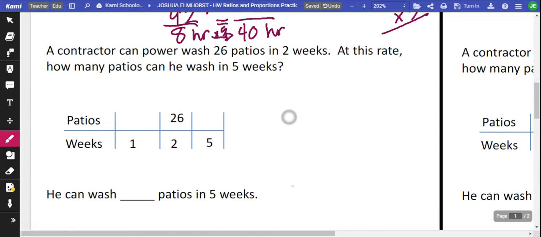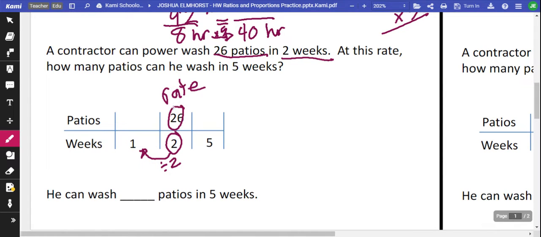And the last one here, a contractor can power wash 26 patios in 2 weeks. So this is the given rate. Patios and weeks are different. We're going to call it a rate. From 2 down to 1, divide by 2. So using the unit rate, 2 divided by 2 is 1. 26 divided by 2, 13 patios in 1 week.